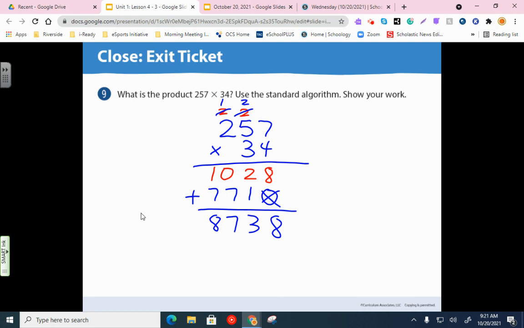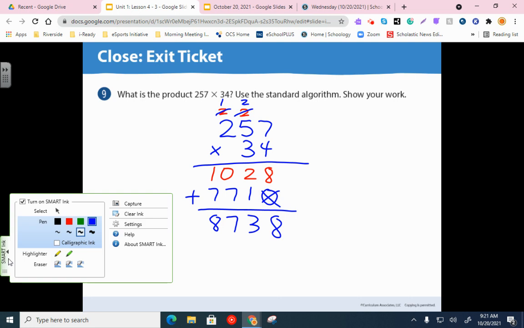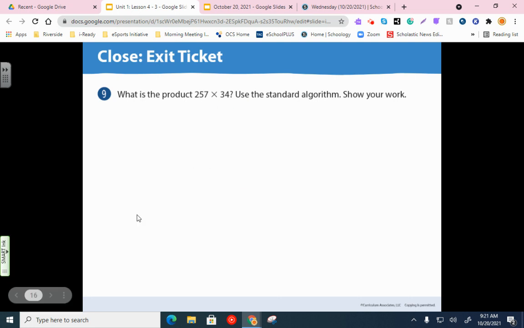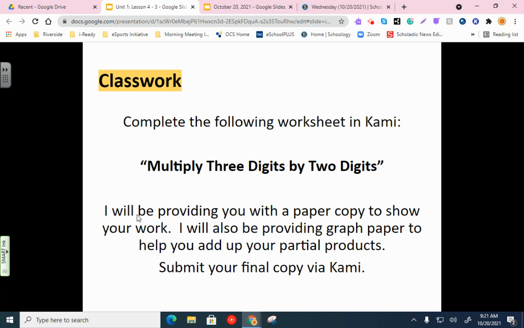And that's it. For your classwork for today, I've got a lesson posted on Kami. You're going to be multiplying 3 digits by 2 digits, providing you with a paper copy to show your work, and also graph paper if you need it to add up your partial products. Some of us were getting our numbers in the wrong place value, and we need to make sure we're doing that properly. And you can submit that through Kami when you're all done.